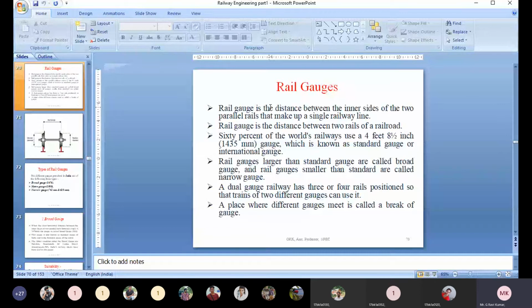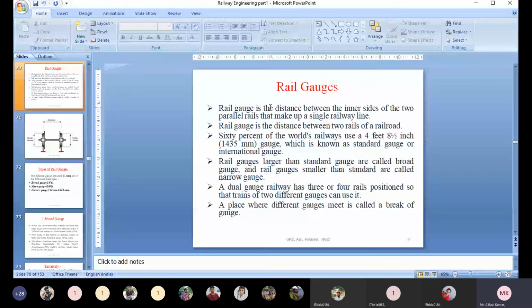First one is the center to center distance between the two parallel wheels of a train, that is called the gauge distance. Or the distance between the inner sides of two parallel rails, that is also called the gauge distance. Okay? And one more thing, 60% of the world's railways use 4 feet 8.5 inches as the gauge distance. This is the standard gauge or international gauge.